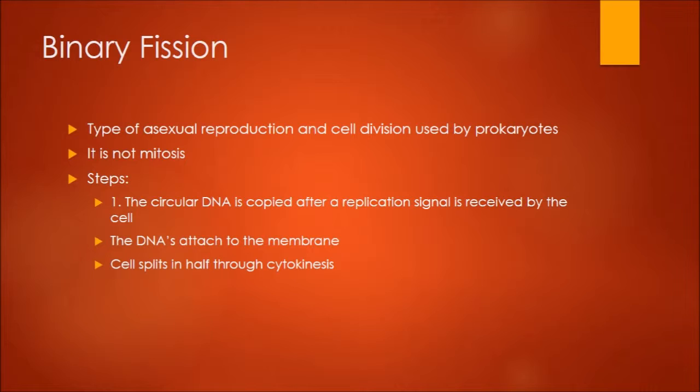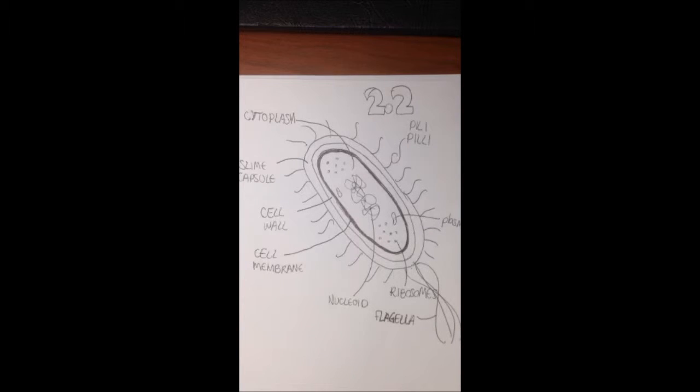And what happens is that first a replication signal is sent and the DNA is copied. Then these DNAs attach to the membrane of the cell, and it splits through cytokinesis, and that's it. But do not confuse this with mitosis. That's the end of section 2.2, and we will be moving on to eukaryotic cells next.